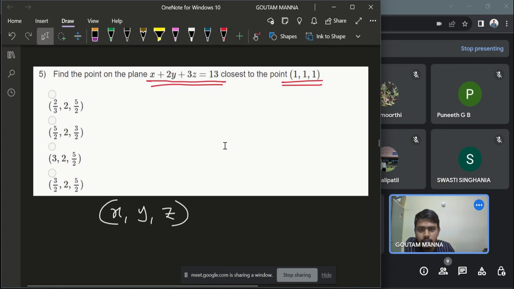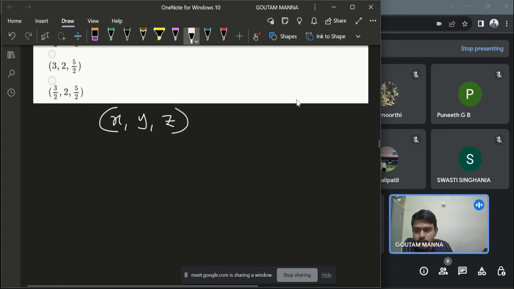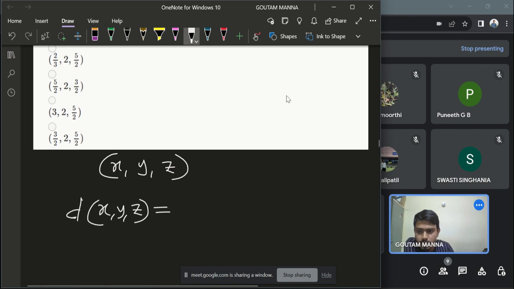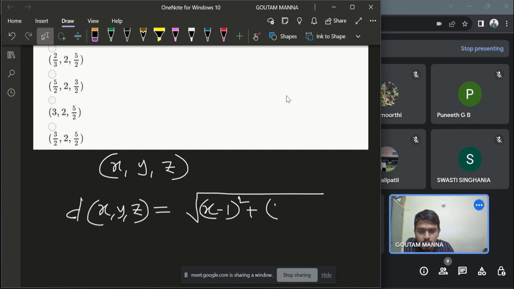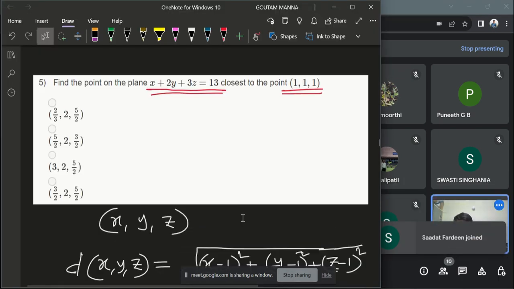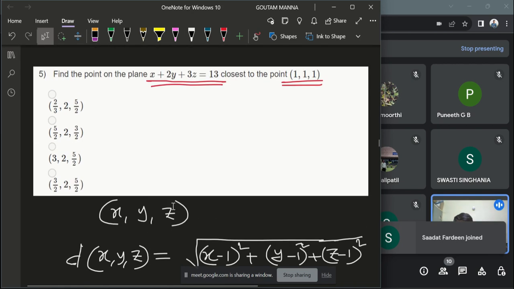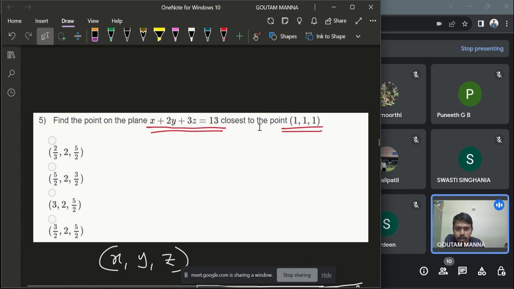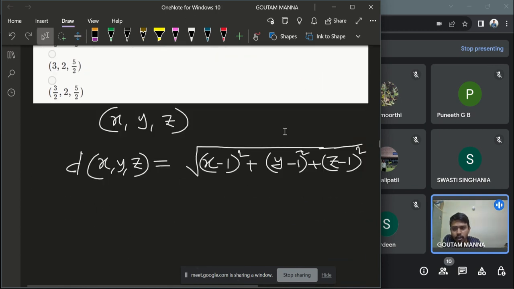In that case, its distance from (1, 1, 1), we call it d, which is a function of x, y, z, is the root under (x minus 1) whole square plus (y minus 1) whole square plus (z minus 1) whole square. So this is the distance of any point (x, y, z) from the point (1, 1, 1), and we need to get closest to this point. So we need to minimize this distance.